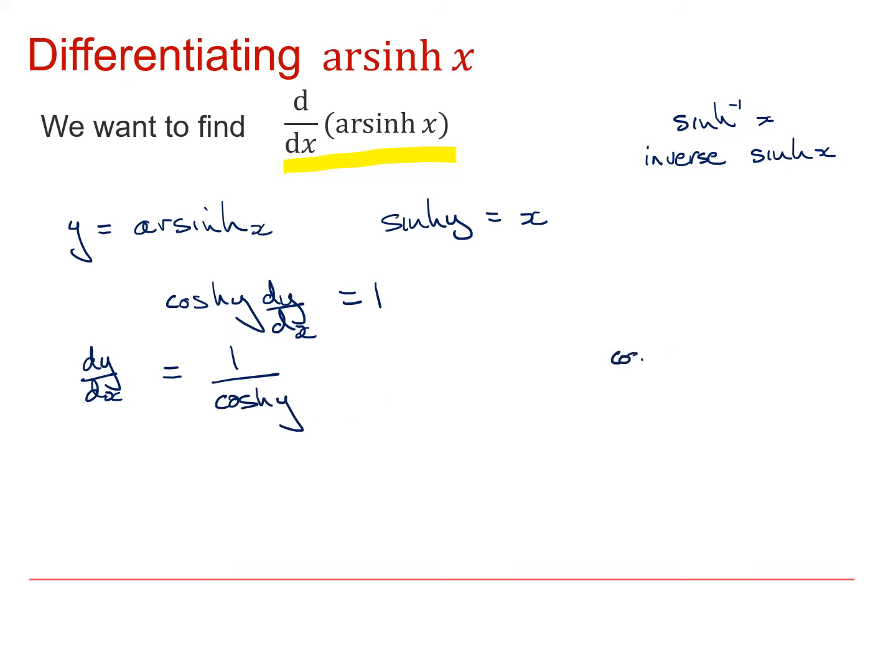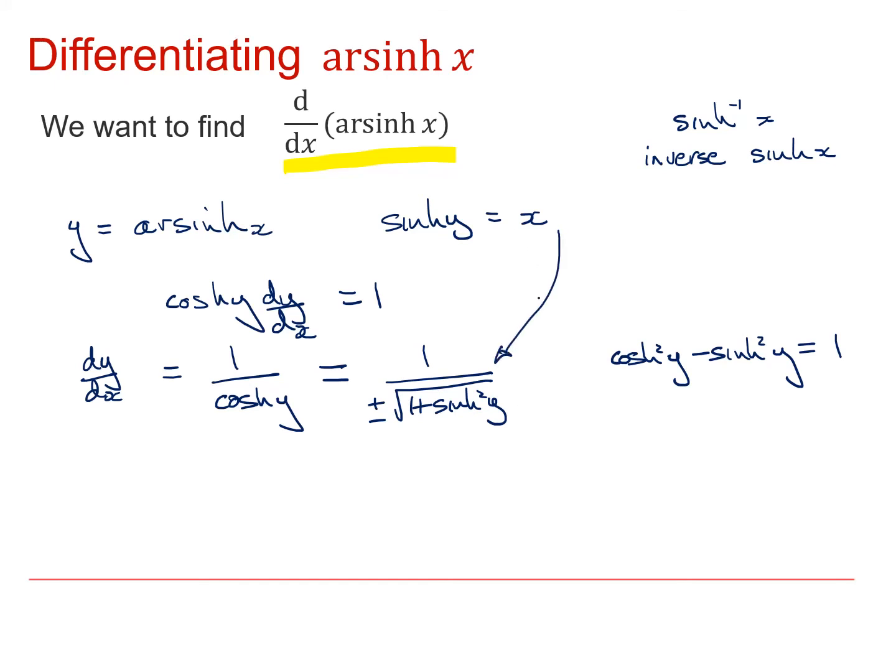And we know that cosh squared minus sinh squared is equal to 1. So if I rearrange this, I'll get cosh squared equals 1 plus sinh squared. So this is going to be 1 over the square root of 1 plus sinh squared y. And I need plus or minus here because I've taken a square root. Now if we look up here, I can bring this down into here and rewrite this to give me dy by dx is equal to 1 over the square root of 1 plus x squared.